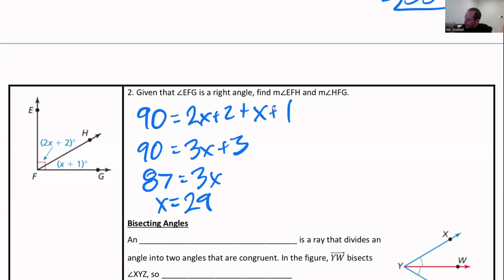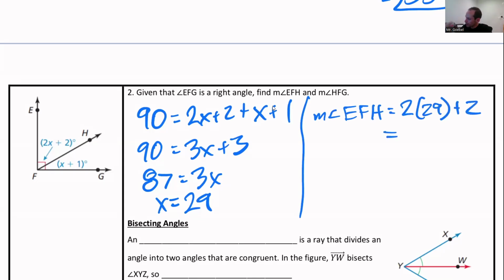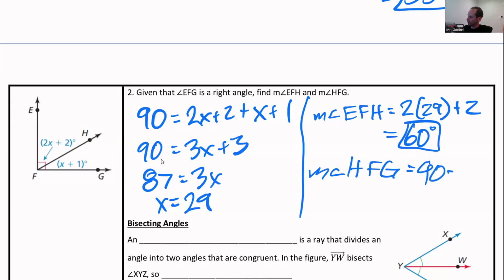Let's see. Plug it back in. Measure of angle EFH. Which one is that? EFH, 2x plus 2. So 2 times 29 plus 2. That's 58 plus 2, 60 degrees. And for the other one, HFG. Again, you can plug in 29 again if you really wanted to, or we know the whole thing's 90 and one of them is 60. So what's left over? 90 minus 60. This must just be 30 degrees then.